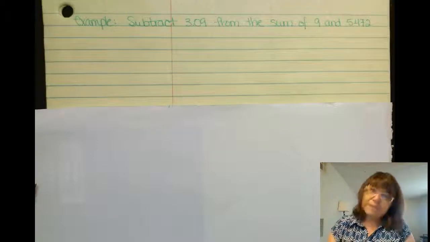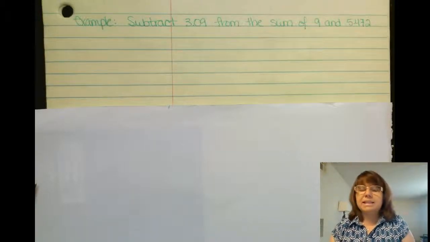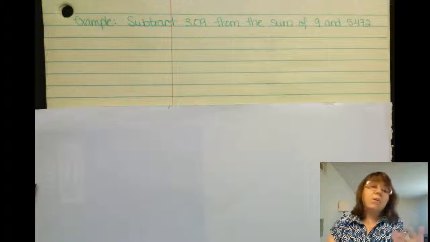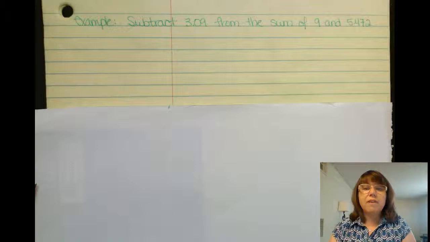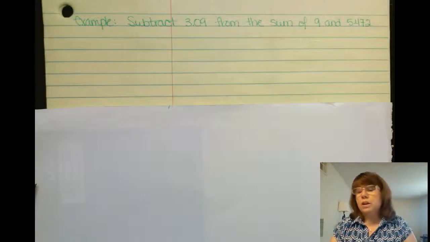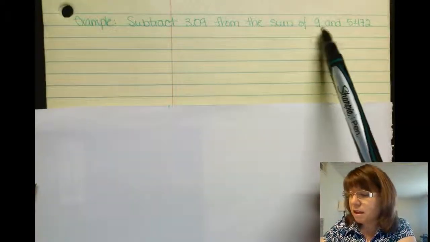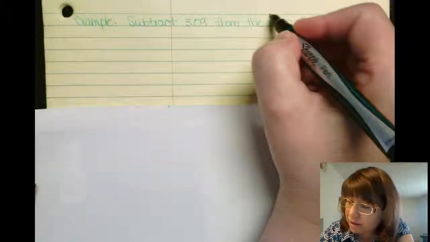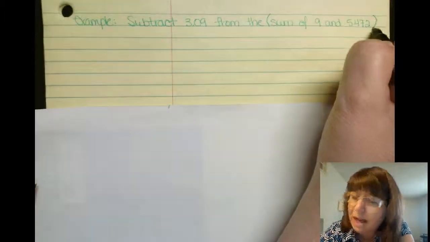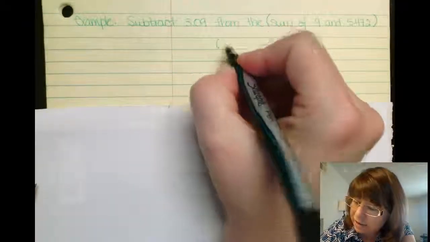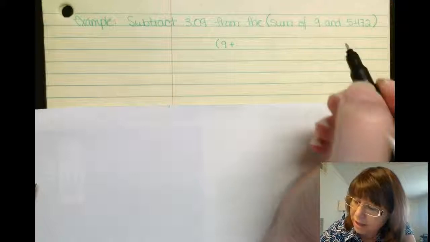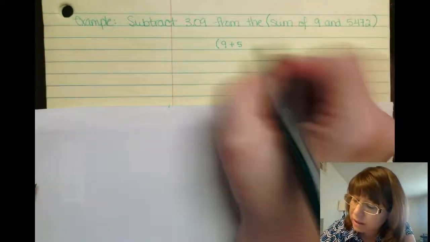Now, of course, life isn't made up with just numbers and a given problem. We have to decipher problems with English. So subtract 3.09 from the sum of 9 and 5.472. Well, I'm going to take the sum, because if you think about it, it's from the whole entire sum, so I can have parentheses there. And it's say parenthesis 9 plus, I'm just setting up my problem, not actually doing the math yet.